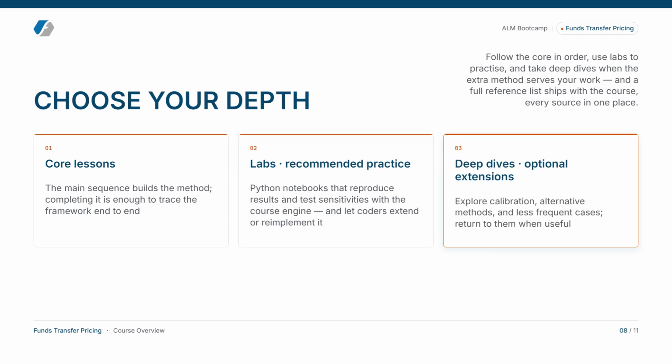Deep dives are optional extensions. They examine calibration and alternative methods in less frequent situations. Use them when the extra depth serves your work, or return later without losing the core sequence. And whatever depth you choose, a full reference list ships with the course. Every source behind the numbers in one place.